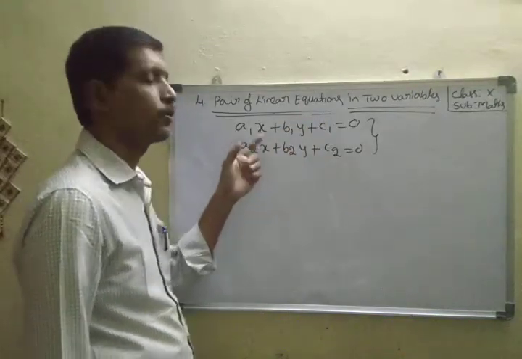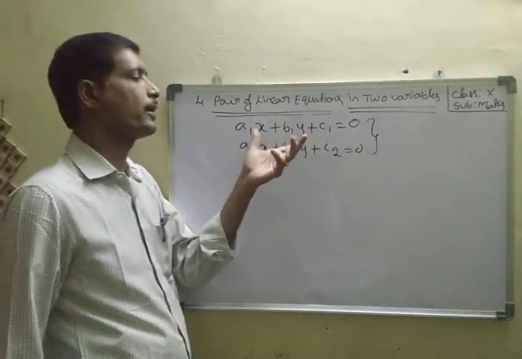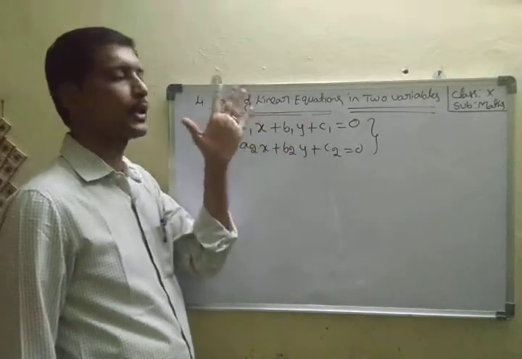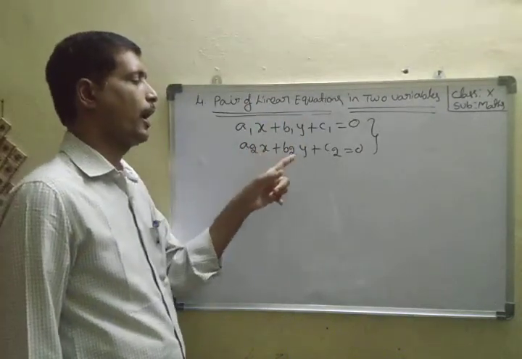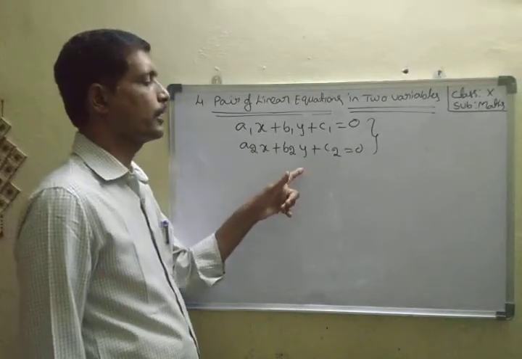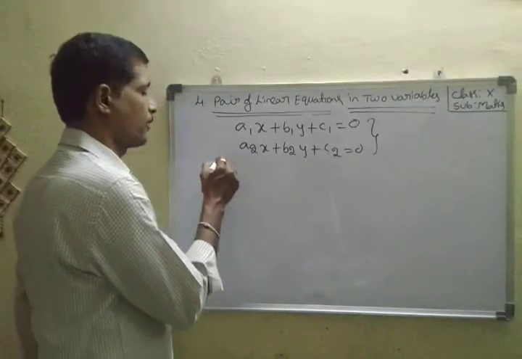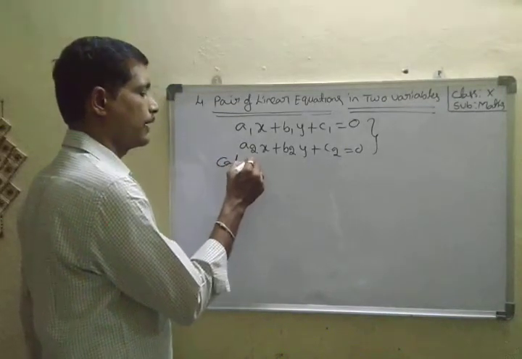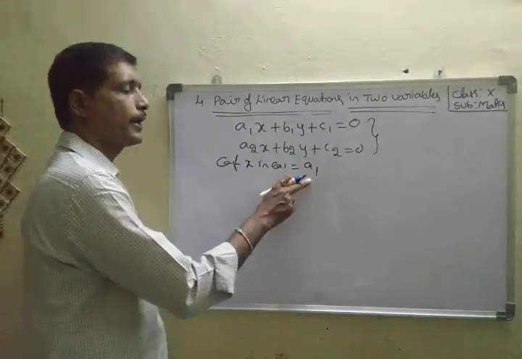Here a1 is called the coefficient of x in equation 1. Here b1 is the coefficient of y in equation 1 and c1 is the constant. Here a2 is the coefficient of x in the second equation, b2 is the coefficient of y and c2 is the constant. The coefficient of x in equation 1 is equal to a1. Only write a1.